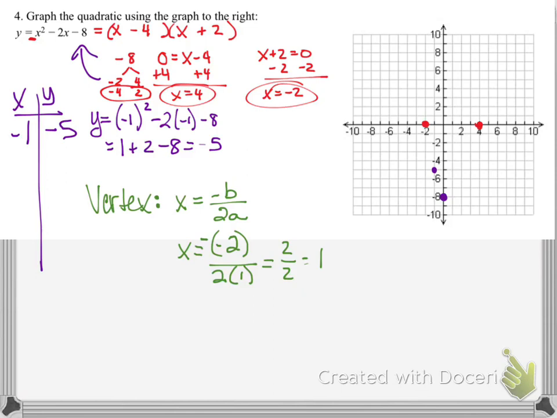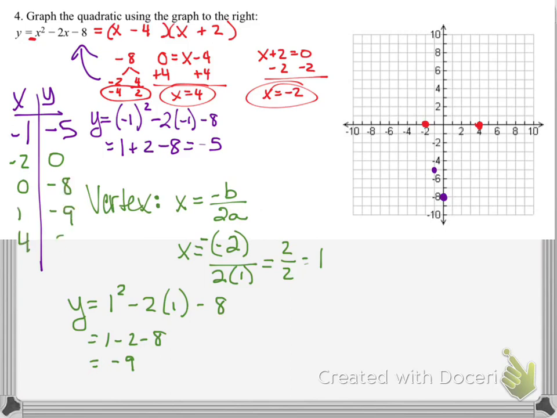I would then plug that in. I would get y equals 1 squared minus 2 times 1 minus 8, which is 1 minus 2 minus 8, which is -9. So that would be something else I could see here. Oh, we can write down some of these points. -2, 0. My 0 was -8. I'm seeing that 1 is -9, and my 4 is another 0.